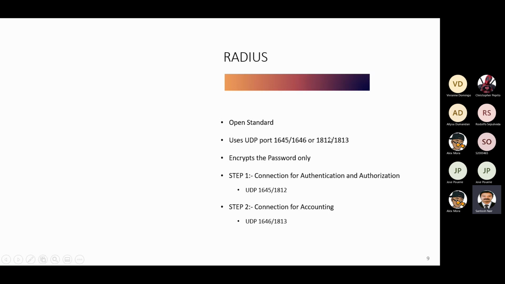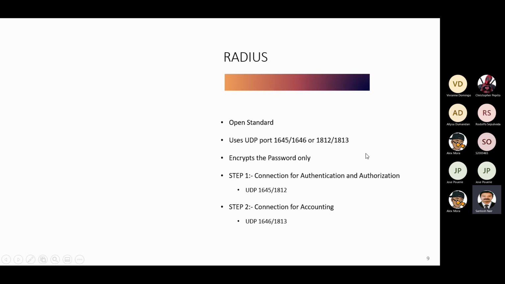Okay. And in Radius server, only the password is getting encrypted. The username does not get encrypted. Only the password is getting encrypted. And there are two connections we can say in Radius server. One is the connection for authentication and authorization, that is out of AAA, right?